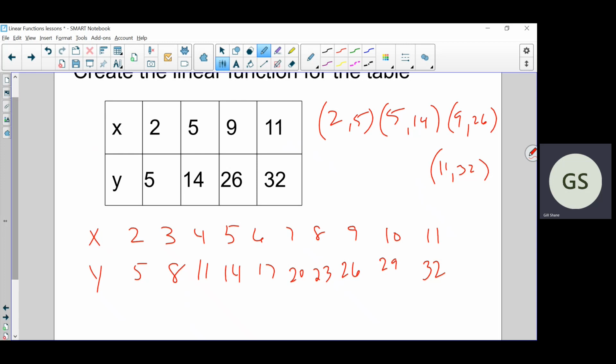So what is my rate of change then? 3. Yeah, because the X's are going up by 1, right? And then we have all of our Y's now going up by 3. So my rate of change, I'm just going to write rate of change like that, so I don't have to keep writing it out. Rate of change is 3.